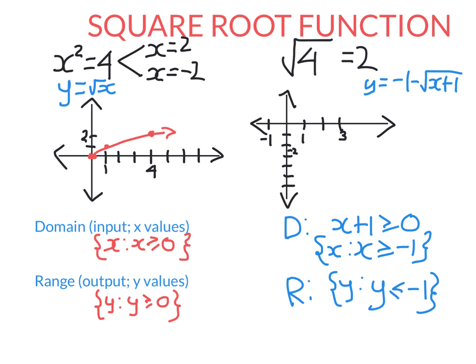So let's substitute in a few points. If x is negative 1, so that is the lowest value x can take, we get minus 1 subtract square root of 0, which is minus 1. So negative 1, negative 1 is this point here. That's where this graph starts. If x is equal to 0, we get minus 1 subtract square root of 1, which is negative 2. If x was equal to 3, we get minus 1 subtract square root of 4, which is negative 3. So 3, negative 3, is down here.